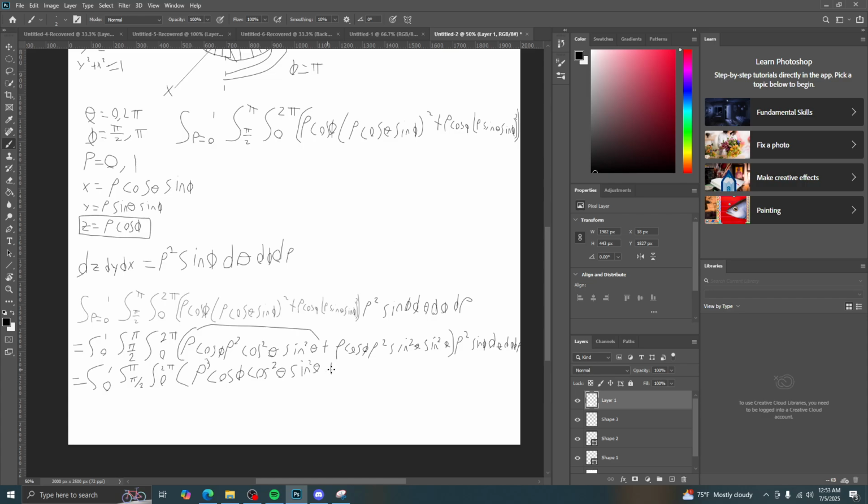And then plus, wait. This is not supposed to be theta. This is supposed to be phi. This is supposed to be sine phi theta. I'm sine phi theta squared. Sine phi squared. Yeah? Okay.